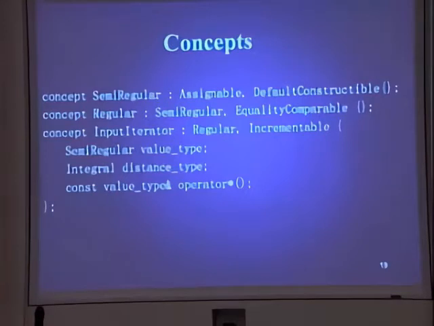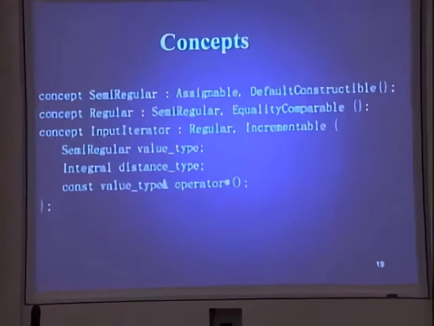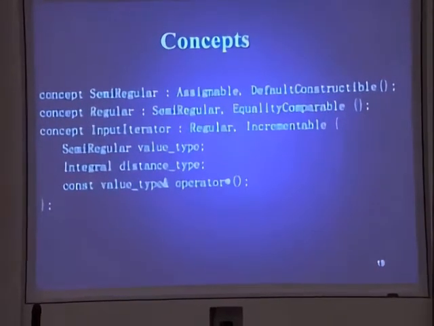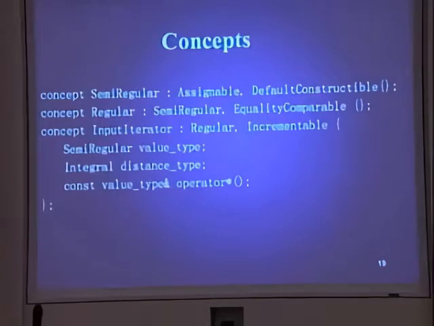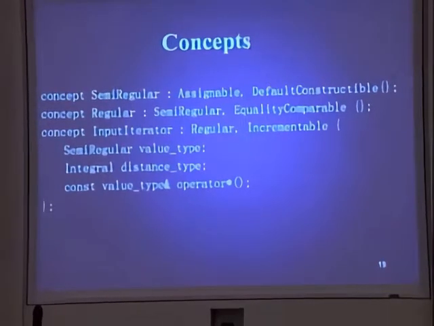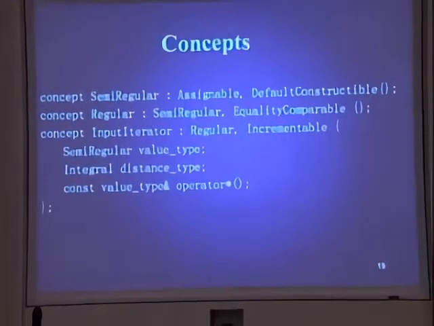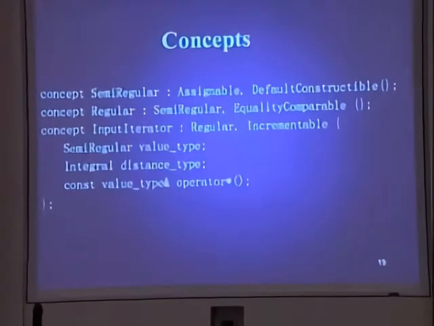First I'm defining some things: default constructible, assignable, semi-regular, which should be defined some other place. But then I say that input iterator is a regular incrementable thing, which means a thing which has assignment, construction, equality, and plus plus. These are two things. And this is inheritance. You see, inheritance done correctly is a wonderful thing. There's nothing wrong with inheritance. It's just inheritance in C++ and Java, that's another story.